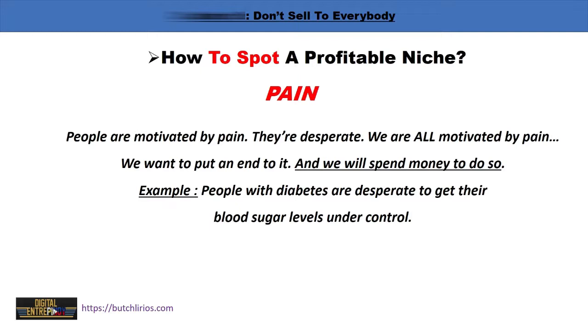So, for example, a person who has diabetes. That person is willing to spend money to have his blood sugar levels under control. So that's an example of pain na dun sa niche na yon, people are willing to spend to alleviate, to eradicate that pain. So if you're going to select a niche, then that niche should have emotion. People are motivated by pain, and people want to solve their problem in that niche.